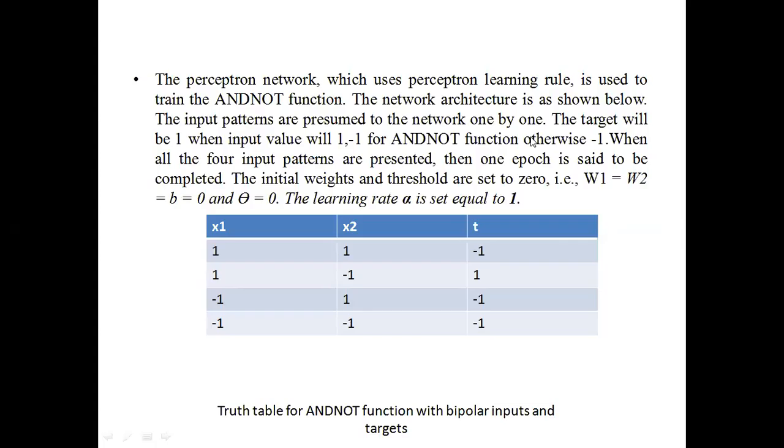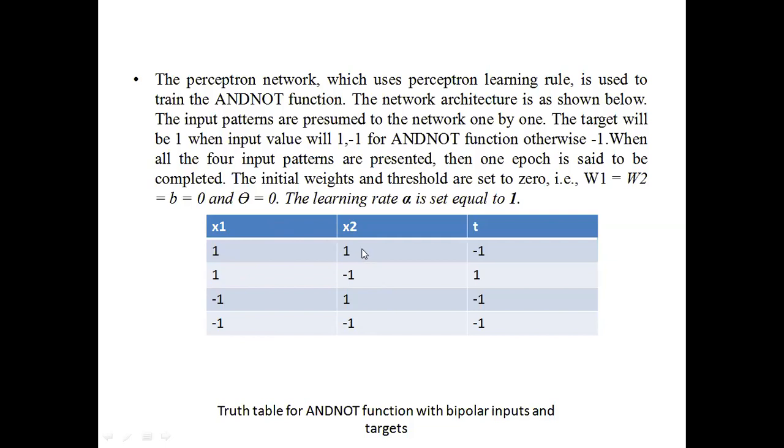Next, first of all, we calculate the truth table for the and-not function. This is very important for the and-not function: how to calculate the truth table. In the perceptron network, the perceptron learning rule is used to train the and-not function. Now, the basic important thing is that here we consider two inputs, x1 and x2. The pattern will be 1 0 1 0 and 1 1 0 0, and 0 is replaced with -1 for the bipolar inputs.